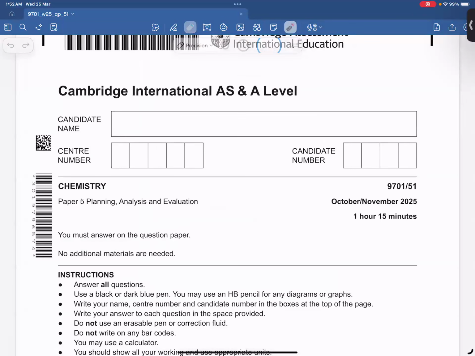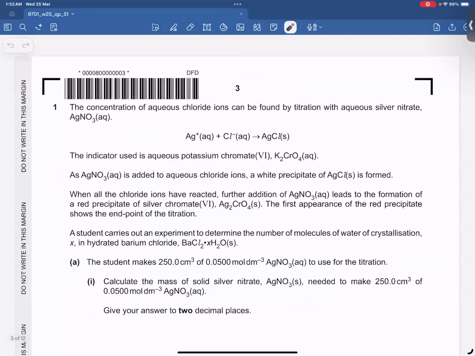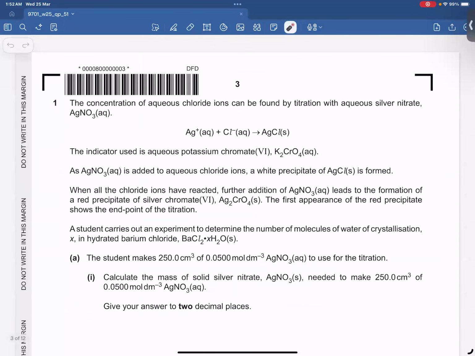Let's start Paper 5, Planning, Analysis and Evaluation, of A-Level, October-November 2025, variant 51. All right, so let's start with the paper. Let's see what we have in it. Okay.